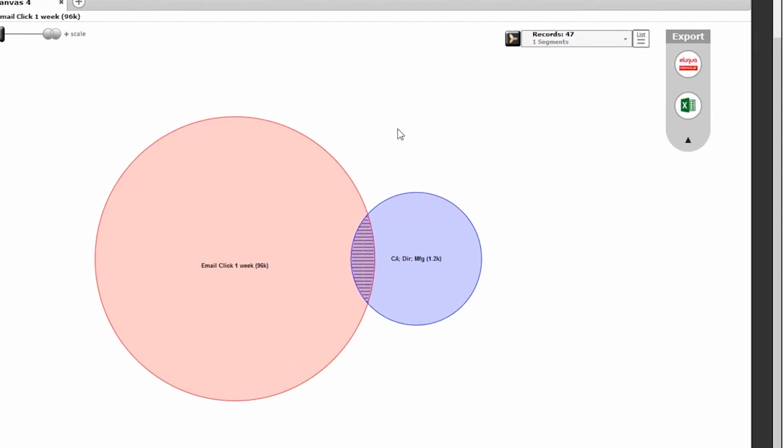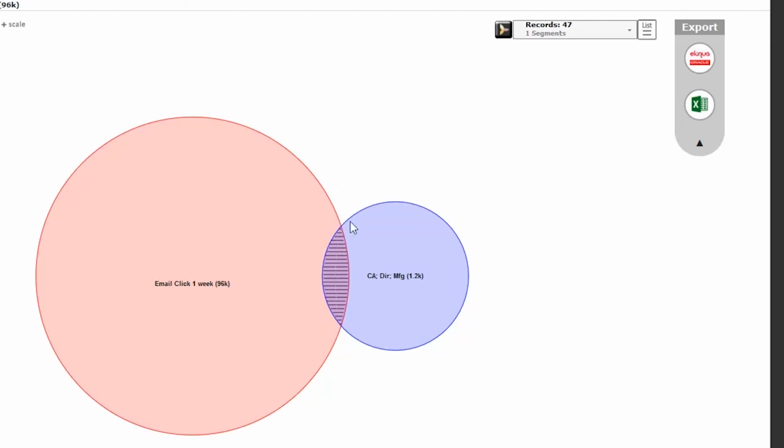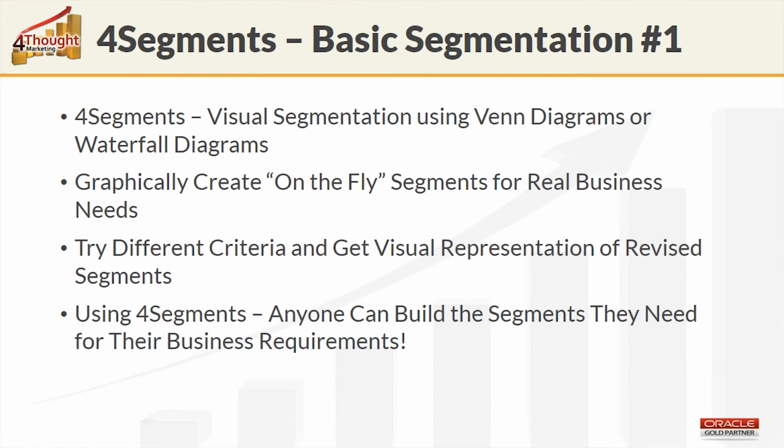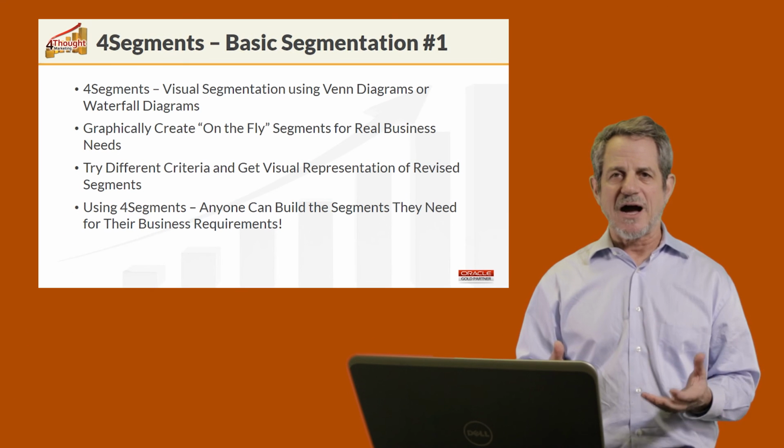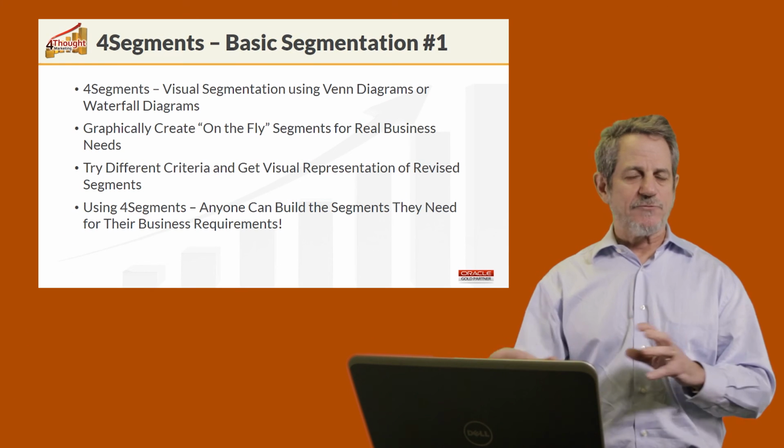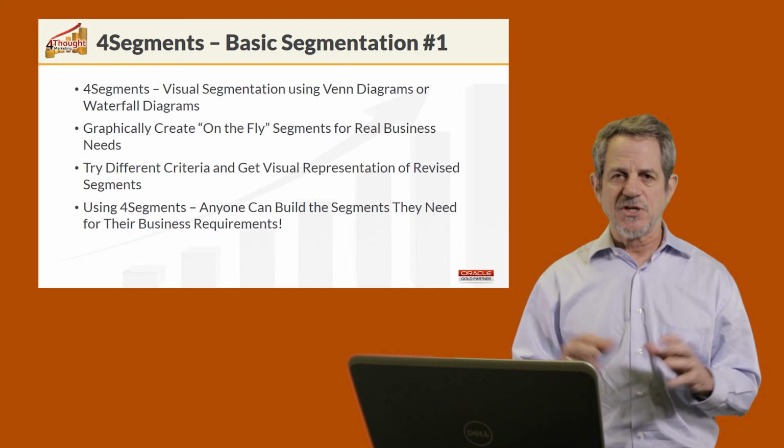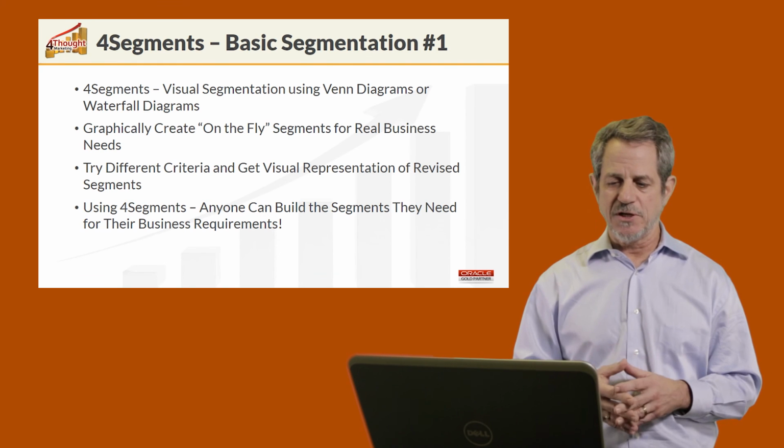I can take this list and drag it, put it into my CRM, put it into my marketing automation tool, add it to Excel, basically move this list of contacts wherever the team that's going to be doing the pre-qual does their work. So finally, we're talking about visual segmentation using Venn diagrams. Didn't talk about waterfall diagrams. That's another video, but you should check out the waterfall diagrams as well. You can graphically create on-the-fly segmentation, pick different values, try different ideas, see what works for your particular business need.